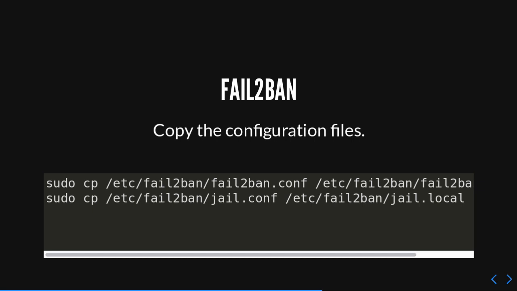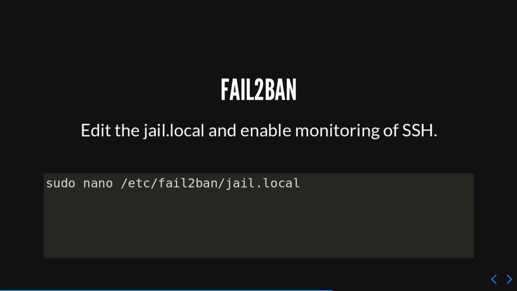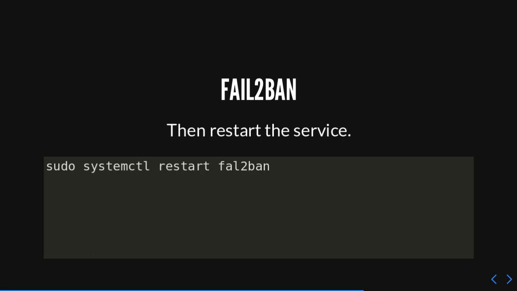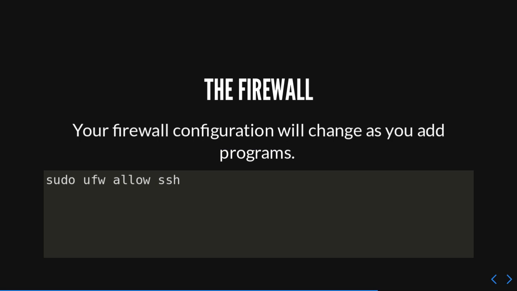So we're going to, once again, copy that configuration file before we do any editing. And then we want to edit this jail.local file to enable monitoring of SSH. It's going to be a whole bunch of stuff. What you really want is these brackets with SSH. And in there, what you want to do is enable true. And then that will do it. And then you restart fail2ban, and then it will watch those logs and try to block people that are trying to log in too many times.